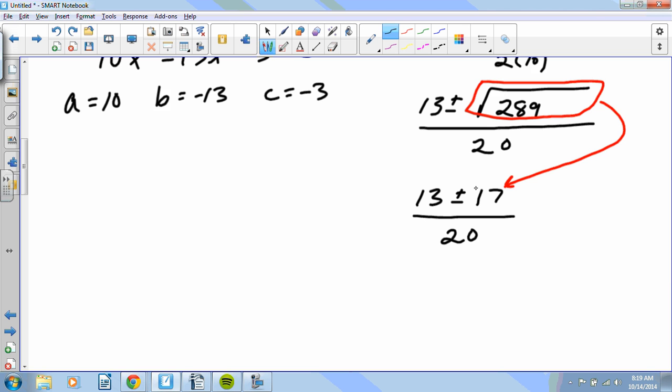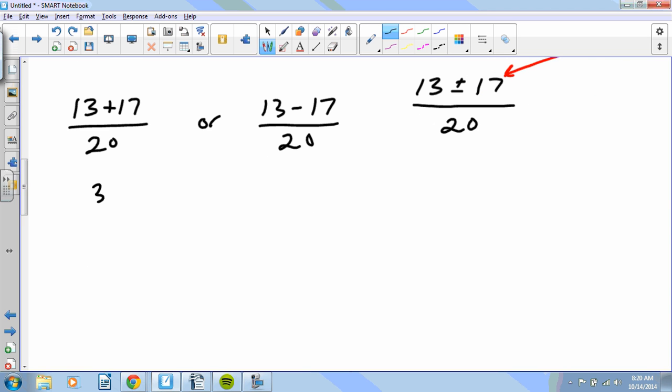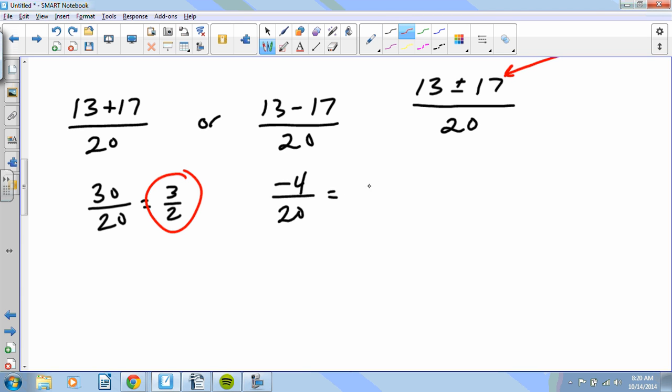Okay. Now, if I look, I have two answers. I have 13 plus 17 and 13 minus 17. So we're going to break it up into two different fractions. I'm going to do one as 13 plus 17 over 20, or 13 minus 17 over 20. And we're just going to simplify that down. So we get to this point, we can break it up into two separate equations. So this becomes 30 over 20, which reduces down to 3 over 2. So there's one answer right there. Or this is negative 4 over 20, which will reduce down to negative 1 over 5.